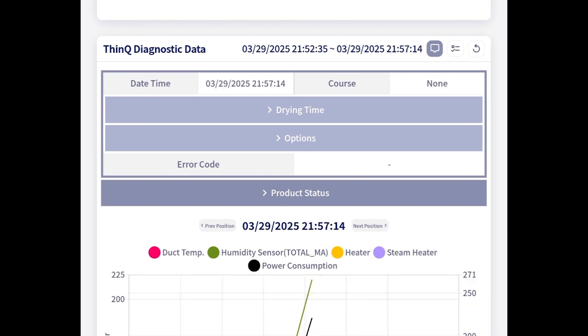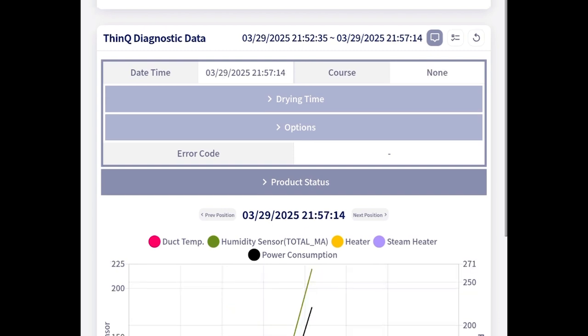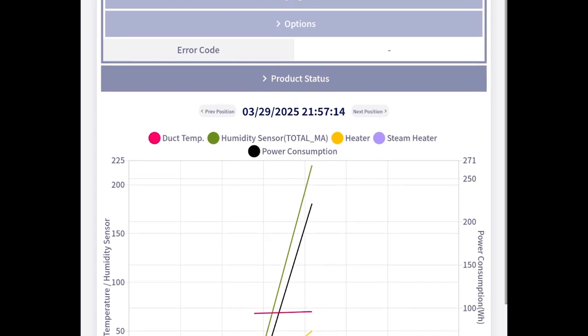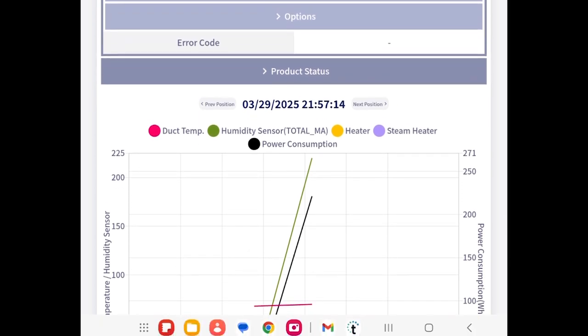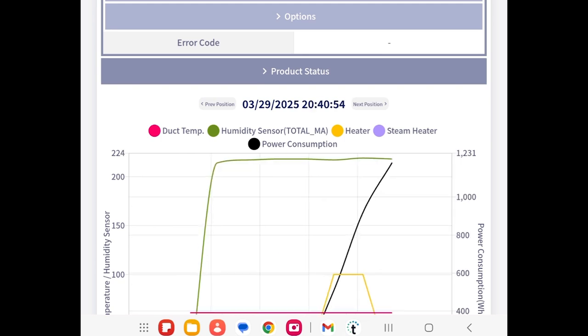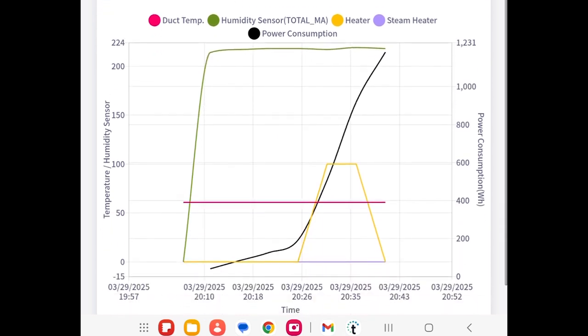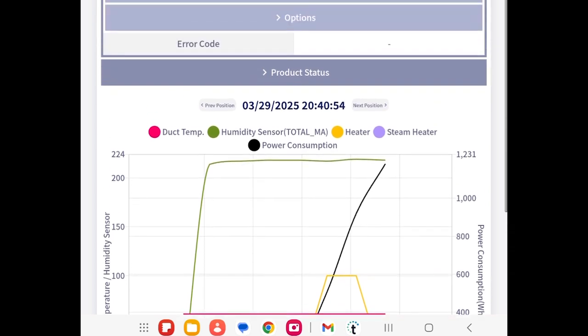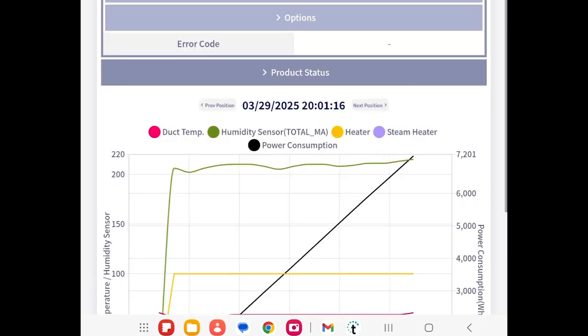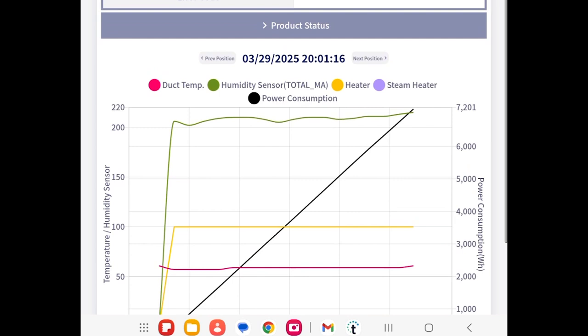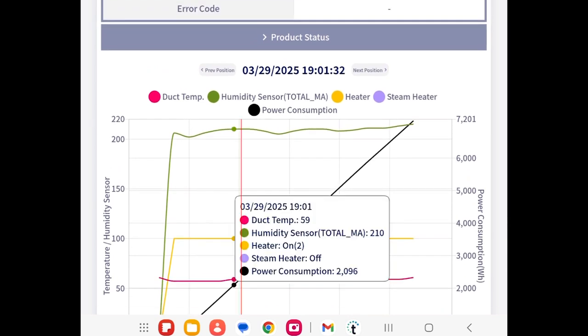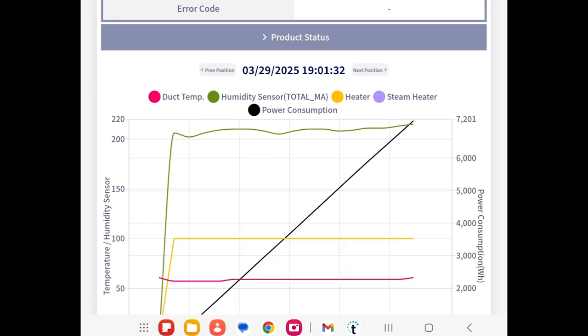But I'm going to skip ahead to the 29th of March. Now look at our duct temperature. Pick a few different dates here to show you. So see how our duct temperature now, which is the pink line, it's just a straight line. It's not increasing anymore. So now our heating element, even though the element is on, so both elements are energized there, the temperature is not increasing. So now we have to figure out why it's not heating.